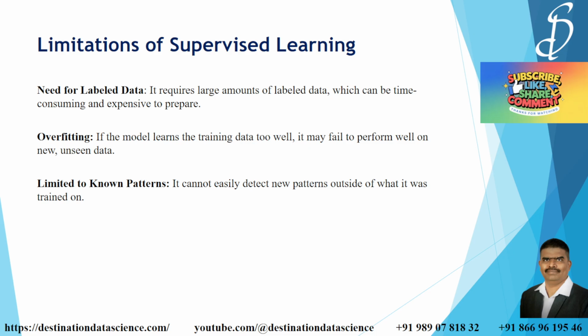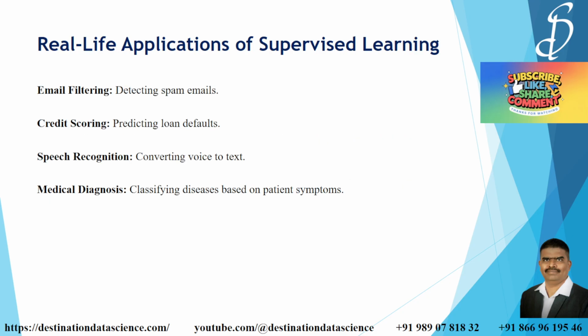What are the limitations? The limitations are, first, the need for labeled data. It requires a large amount of labeled data, which can be time consuming and expensive to prepare. Then overfitting: if the model learns the training data too well, it will fail to perform well on new or unseen data. And the last one is limited to known patterns. It cannot easily detect new patterns without what you train it on. Real life examples are email filtering, credit score, speech recognition, and medical diagnostics.